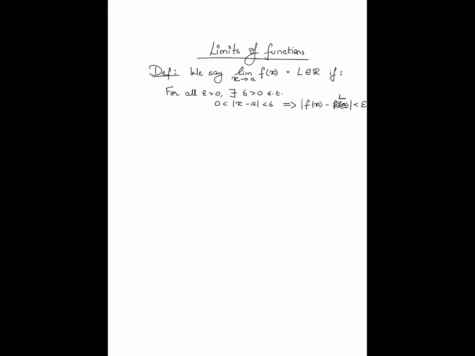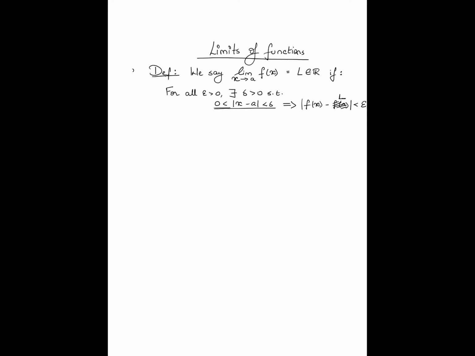And how do we capture closeness? You specify an error. This is the standard technique. You specify an error threshold epsilon. For any positive error threshold epsilon, it is possible to prescribe a certain delta such that so long as the argument of the function is within a distance of delta from a, but not equal to a, that is what this part of the inequality ensures, then the function value will be within an epsilon distance of L. Okay, so that's the definition for the limit as x tends to a of f of x equal to L.